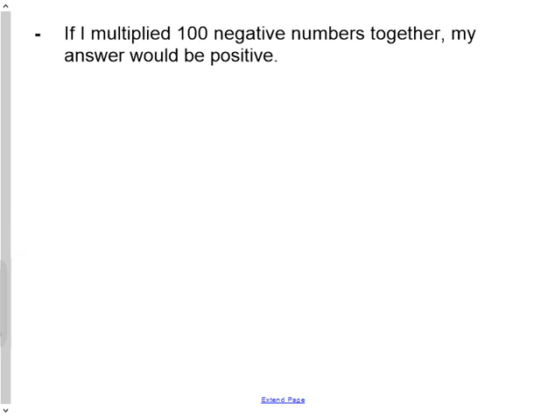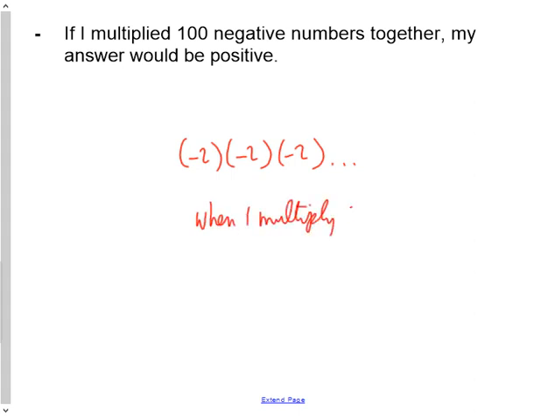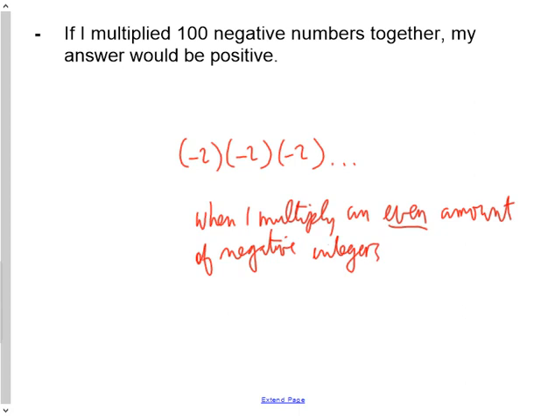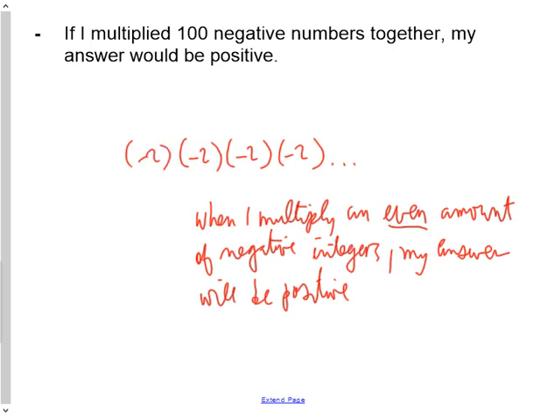Your next true false says, if I multiplied 100 negative numbers together, my answer would always be positive. So I just take this 100 times. Something like this is fine. What I wanted to see for your example was that when I multiply an even amount, and this is what we talked about, an even amount of negative integers, my answer will always be positive.